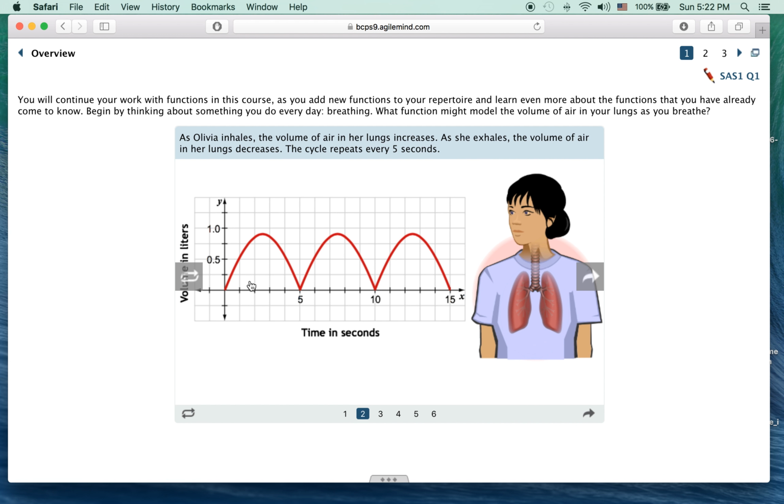Okay, so as the lungs fill, the graph rises. It actually goes down to zero. I don't think that your lungs actually have a zero volume of air. I think that wouldn't end well. So that aside, you can probably guess what kind of function we could use to represent, say, this part of the function here.